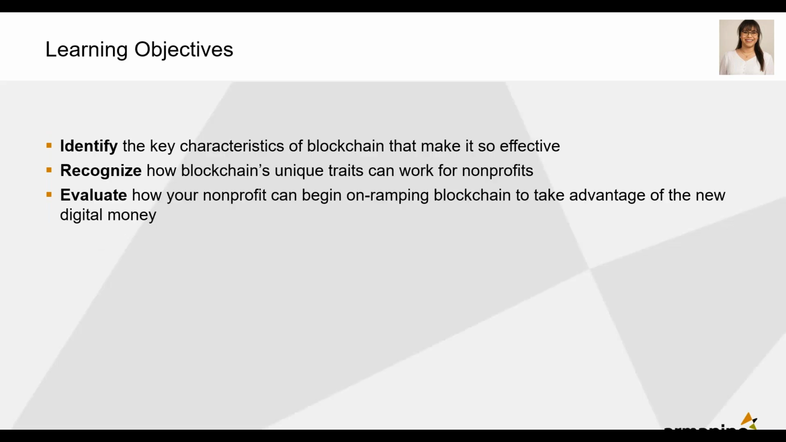And today's learning objectives are to identify the key characteristics of blockchain that make it so effective, to recognize how blockchain's unique traits can work for nonprofits, and to evaluate how your nonprofit can begin on-ramping blockchain to take advantage of the new digital money.